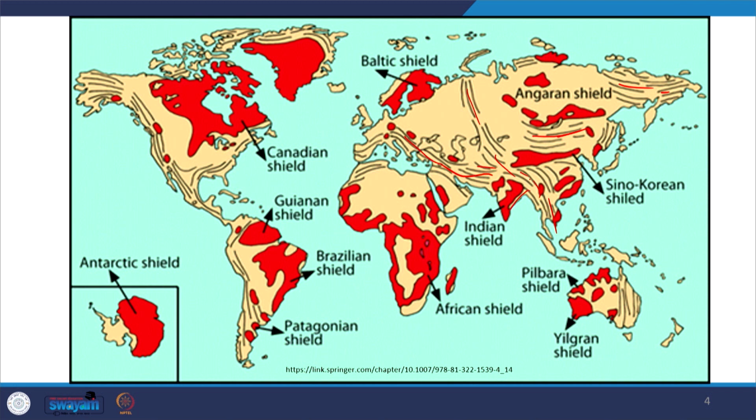In the past we had the Eastern Ghat granulite belt or Eastern Ghat mobile belt. Now this red color is representing the shield area, that means where these Precambrian rocks, high grade metamorphic rocks, are exposed to the surface. So, these are the shield areas. We have the Indian shield, Canadian shield, Australian shield, African shield, like that. There are a number of shields, and they are exposed throughout the world.